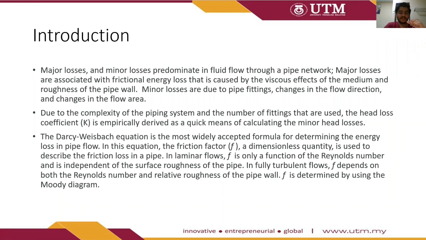The Darcy equation is the most widely accepted formula for determining the energy loss in pipe flow. In this equation, the friction factor, a dimensionless quantity, is used to describe the friction loss in a pipe. In laminar flows, friction factor is only a function of Reynolds number and is independent of surface roughness of a pipe. In fully turbulent flows, friction factor depends on both Reynolds number and relative roughness of the pipe. Friction factor is determined by using the Moody's diagram.